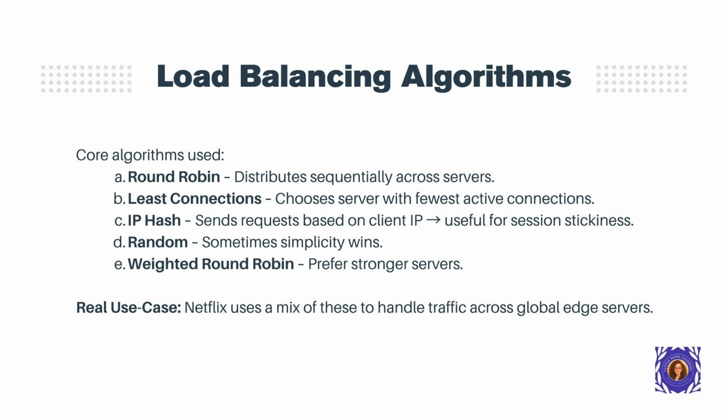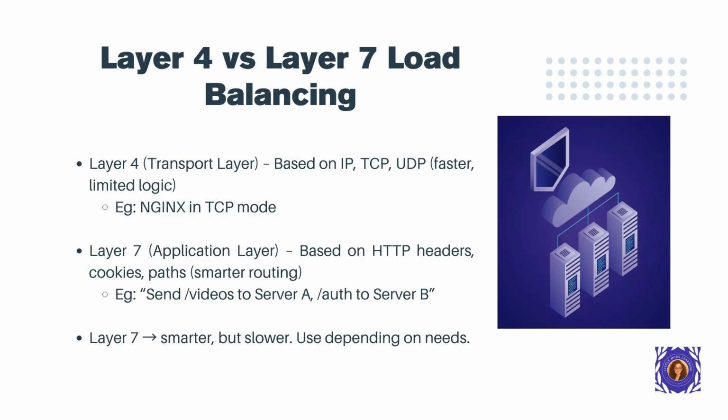Weighted round robin, an enhancement where servers are assigned weights based on their capacity, ensuring more powerful servers receive a proportionally larger share of requests. For instance, Netflix employs a sophisticated mix of these strategies to efficiently manage traffic across its vast global network. Load balancing can operate at different layers of the OSI model, primarily Layer 4, Transport Layer, and Layer 7, Application Layer.